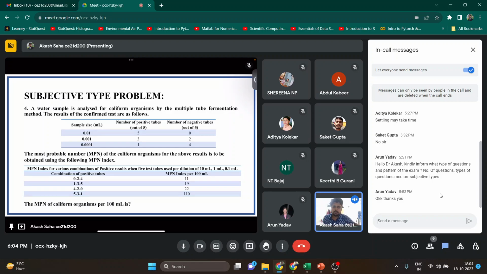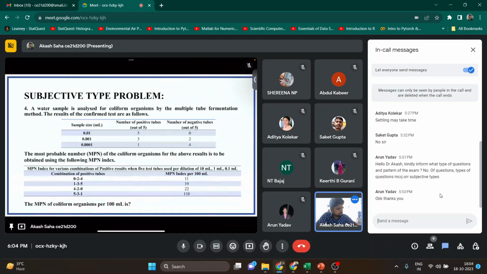So are you able to understand what these positive tubes and negative tubes are? It is nothing but: if gases are produced in the tubes, it is a positive tube. If there is no gas out of 5, it is a negative tube. So like that it is given.